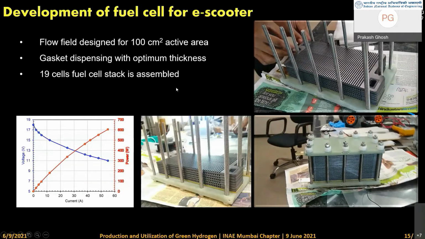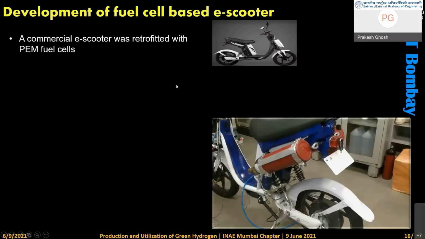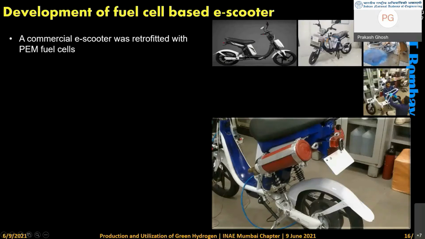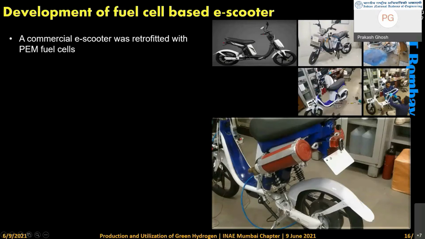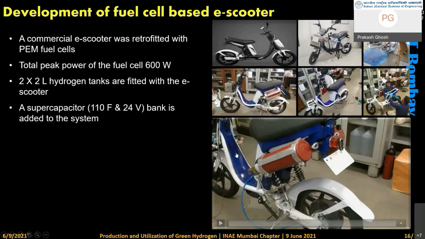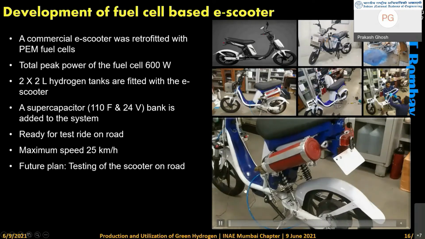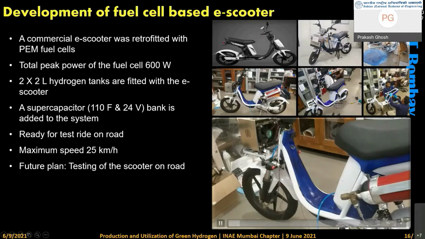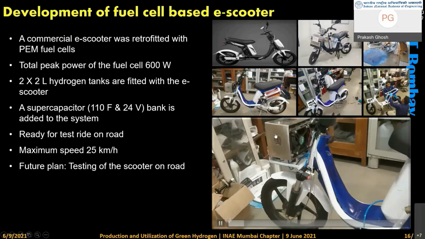And finally, using this stack, we try to make a scooter. This is an off-the-shelf scooter. We bought an e-scooter, and then we retrofitted it. Initially, this was the first version where we put the hydrogen cylinder. After that, we made a nice looking scooter. Here you can see there are 2 hydrogen cylinders that are connected. And then the stack, because we didn't have any space here, we had to mount the stack in the front of this.